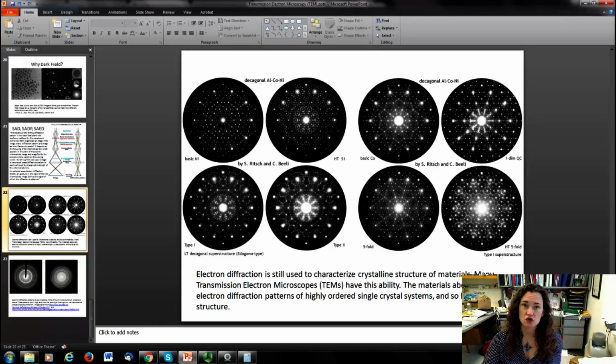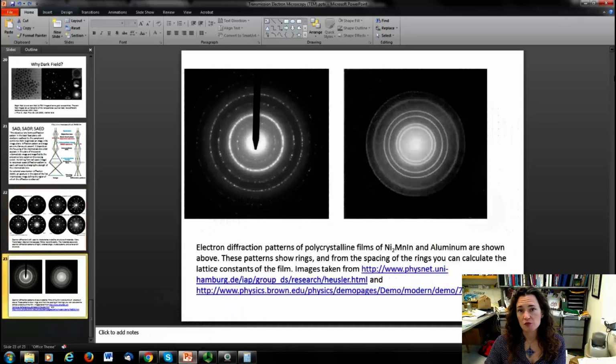If you have a single crystal, then they're going to be very, very ordered and make these beautiful patterns. So you can get these from an electron microscope by careful preparation of single crystal systems, or focusing and choosing an area on the system that is a single crystal area. However, most materials are not single crystals. They have domains and they're polycrystalline. And when that happens, instead of the highly ordered patterns, you get these rings of diffraction. And so you can figure out from the rings the spacing of the crystalline lattice and the structure. And you can calculate the lattice constants of your films.